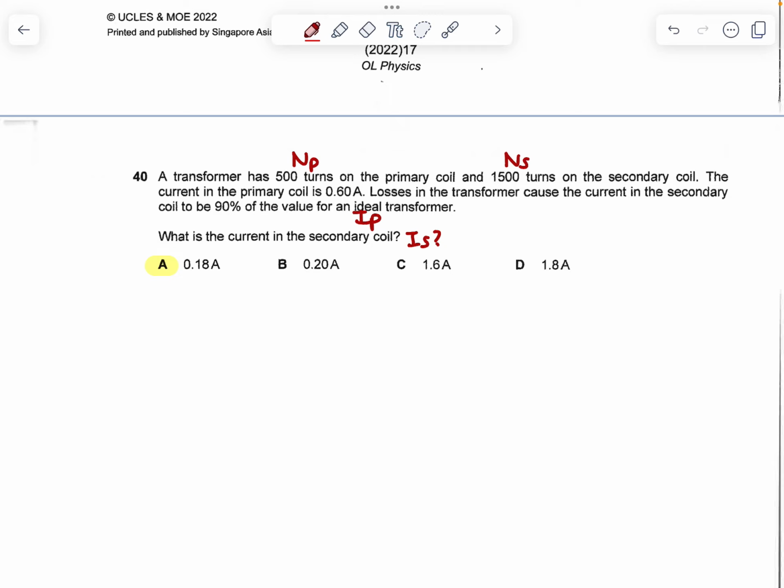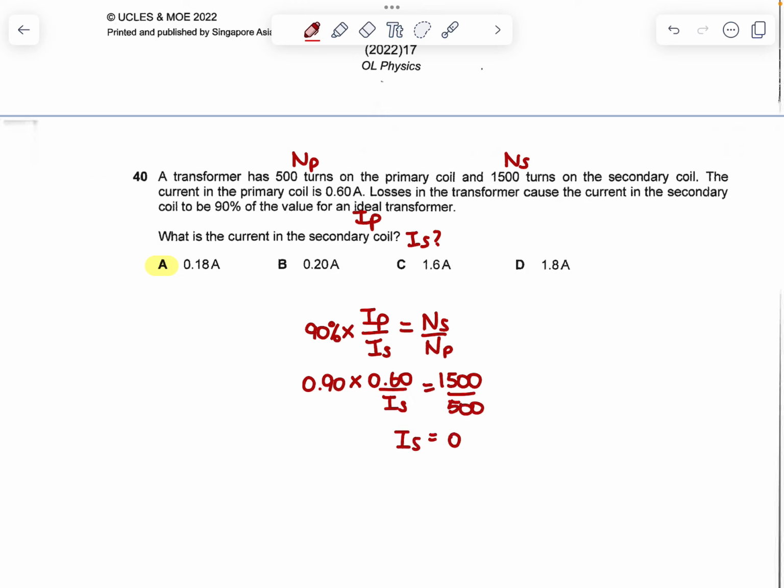Question mark. So we use the formula IP over IS equals NS over NP. And since it's only 90% efficient, we multiply by 90%. So you substitute the values, 0.90 times IP 0.60 over IS equals NS 1500 over NP 500. Calculate IS to be equal to 0.18 ampere. And this is the end of this paper.